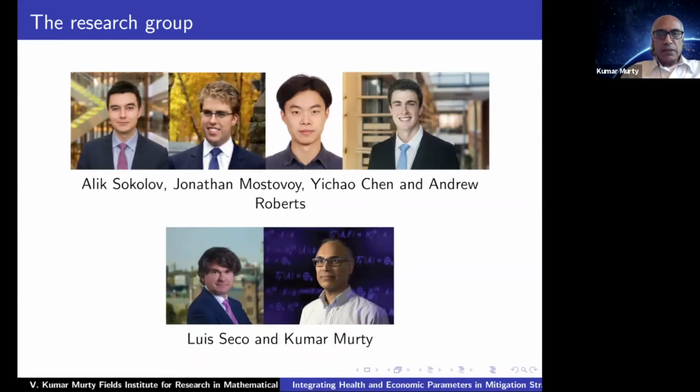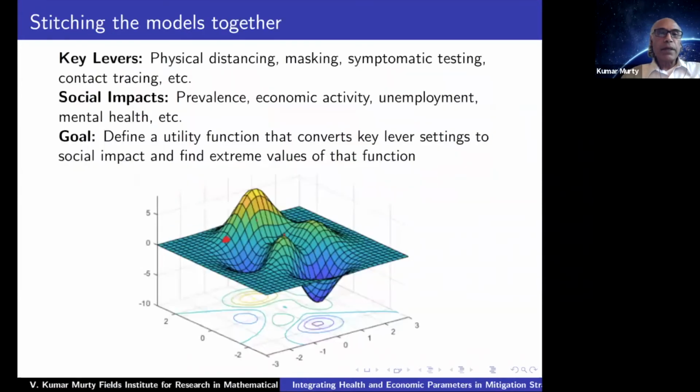So we started asking these questions a month or 2 ago, and what we're showing you is our preliminary results, which already look to me, anyway, very interesting. Also understanding that it's still preliminary, and there's still a lot of work to be done. Okay, so what we're trying to do is stitch the models together. So we have a bunch of levers, such as physical distancing, masking, testing, contact tracing, and so on, or closing facilities, schools, offices, limiting size of public gatherings.